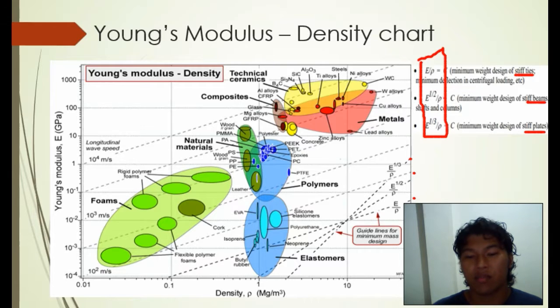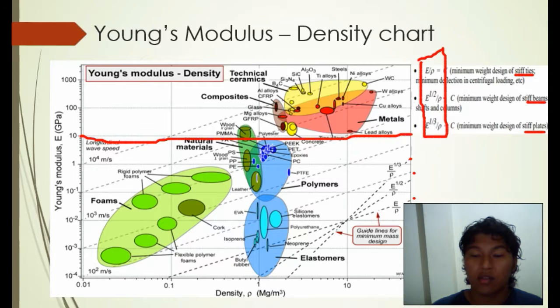For example, if we are designing a structure, we need a strong material with a high Young modulus. If the structure will be used in an outdoor environment, we cannot use wood because of the humidity, so we need some stronger material.